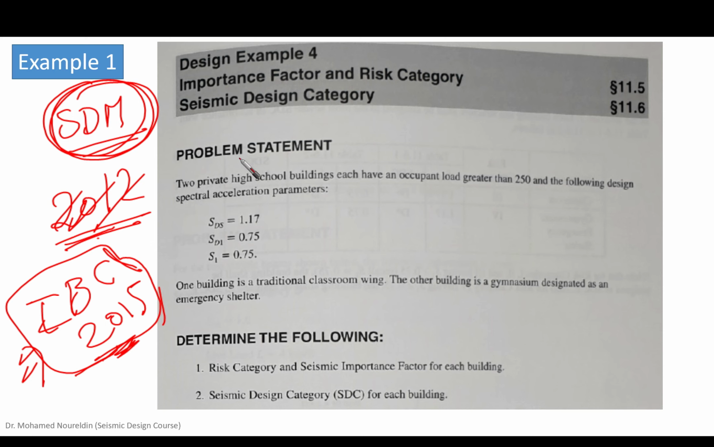Let's have the problem itself. There are two private high schools. Take care, it is high school. Buildings each have an occupant load greater than 250. Take care of this. And the following design spectral acceleration parameters are provided. SDS is 1.17, SD1 is 0.75, S1 is 0.75. Take care of this. S1, 0.75.